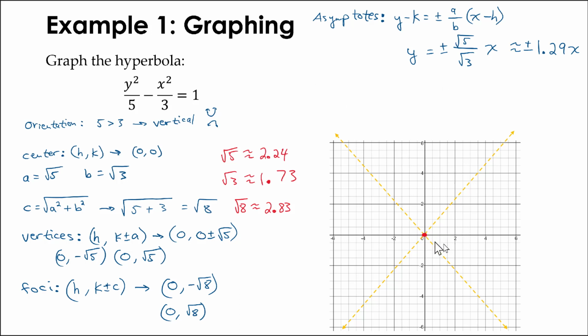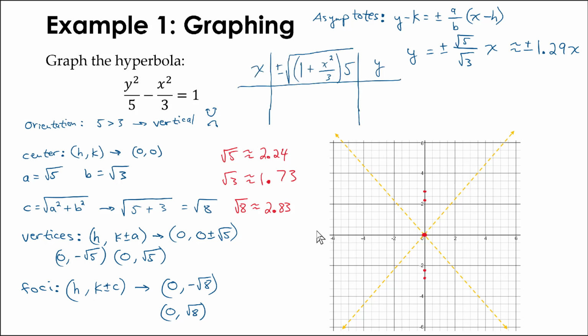Then we can start plotting our points. I've got our center here at (0, 0). We've got our vertices here: we're going up from the center 2.24 and down from the center 2.24. And then we're going up from the center 2.83 and down from the center 2.83. That's how we find our foci.